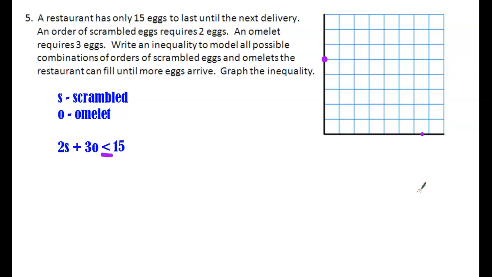Now we know we can't serve 7.5 sets of scrambled eggs. So we have to take into account that this inequality is really only the whole numbers in our solution set. So the slope is going to be -a divided by b. So in this case, -2 thirds. So that means it's going down 2 and right 3.